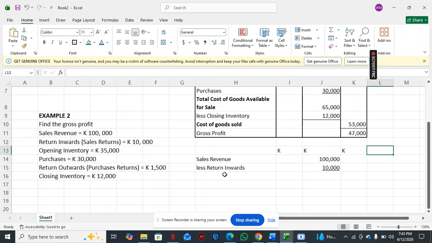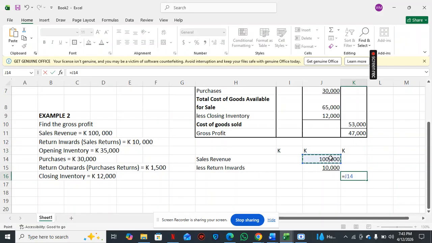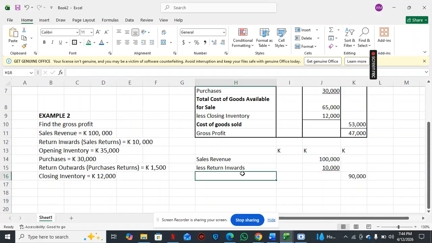Okay. So for sales revenue, we're deducting return inwards. So you're going to say 100,000 minus 10,000. That is 90,000. This is what you call your net sales. In other books, you see it written as turnover.